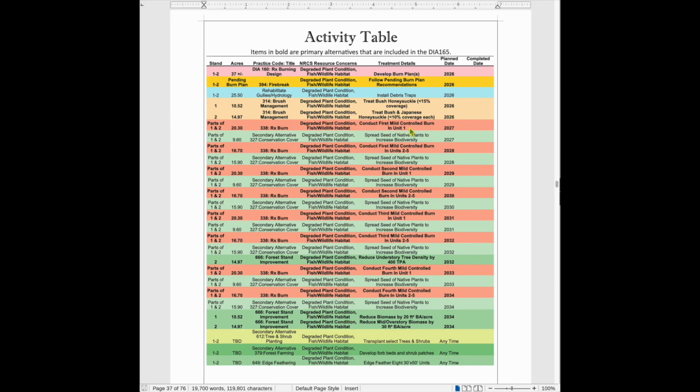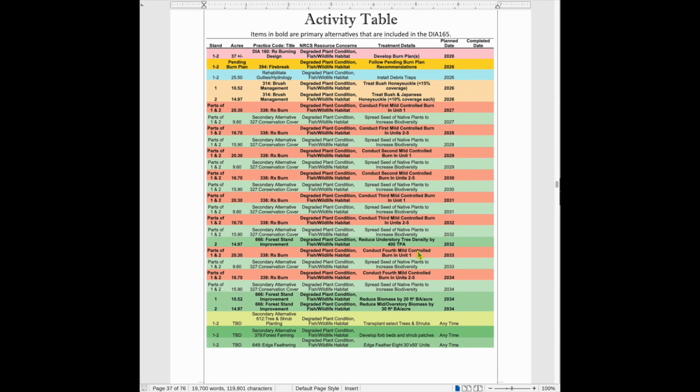Okay, after every burn, I recommend that you seed in native plants. And I don't necessarily recommend that you seed every acre as it shows in this activity table. And the NRCS doesn't fund this practice until you've burned it a few times. So I just left it unbolded, and you and the NRCS planner can decide later if it qualifies.